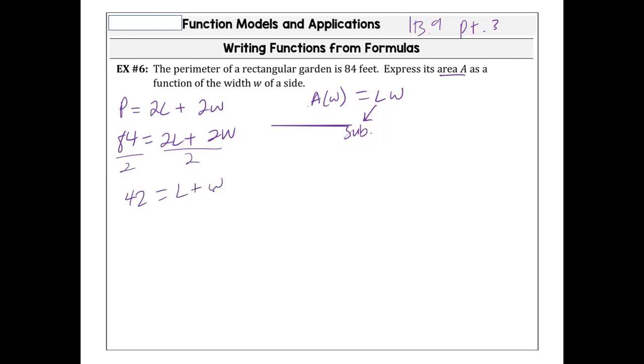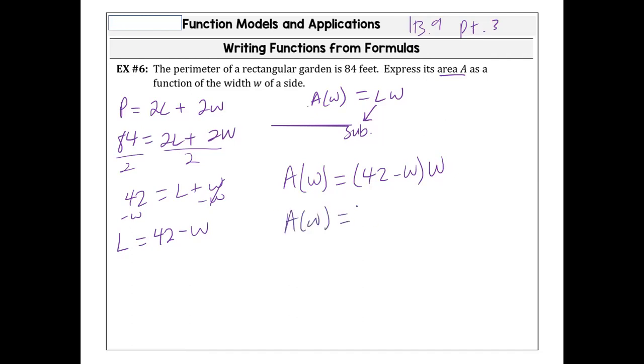And I'm going to do what? I'm going to subtract the W so that I can find a value to substitute in for the L. Good job. L equals 42 minus W. So now I have a substitution for my L. To get what they want, area in terms of width would equal L, which is 42 minus W, times W. I clean that up. Area in terms of W equals 42W minus W squared.